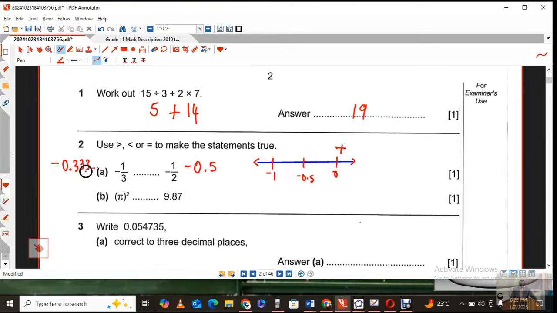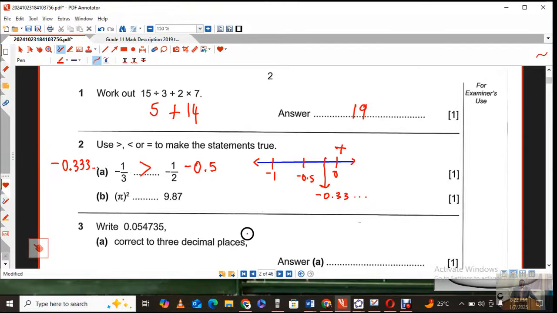Now, if you have to think, where would negative 0.333 recurring lie? Well, it's going to be much closer to 0. So it will probably be a value that is somewhere here. So this is where we can find negative 0.33 and so on. Since it's closer to 0, it's towards the right of where negative 0.5 is, that implies that this number is bigger.